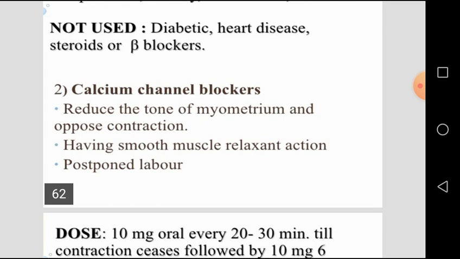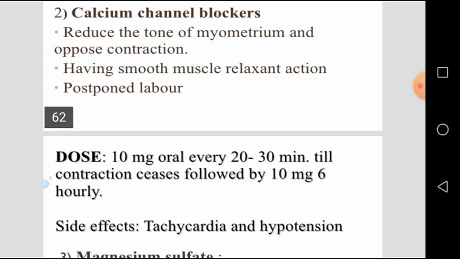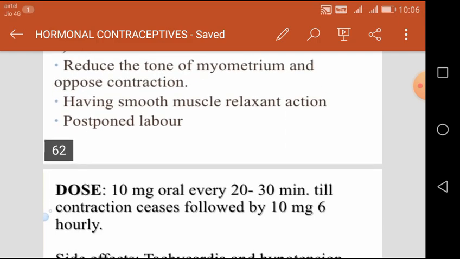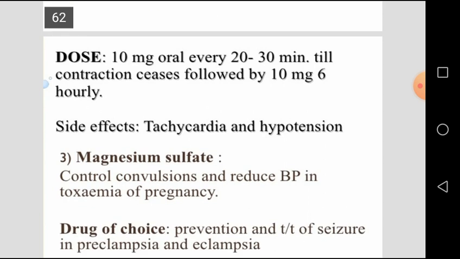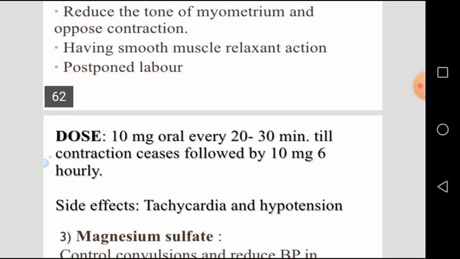Then calcium channel blockers. It reduces the tone of myometrium and opposes the contractions, having smooth muscle relaxant action and postponement of labor. So calcium channel blockers will be given about 10 milligrams oral every 20 to 30 minutes till the contractions cease, followed by 10 milligrams 6 hourly. What are the side effects of these calcium channel blockers?